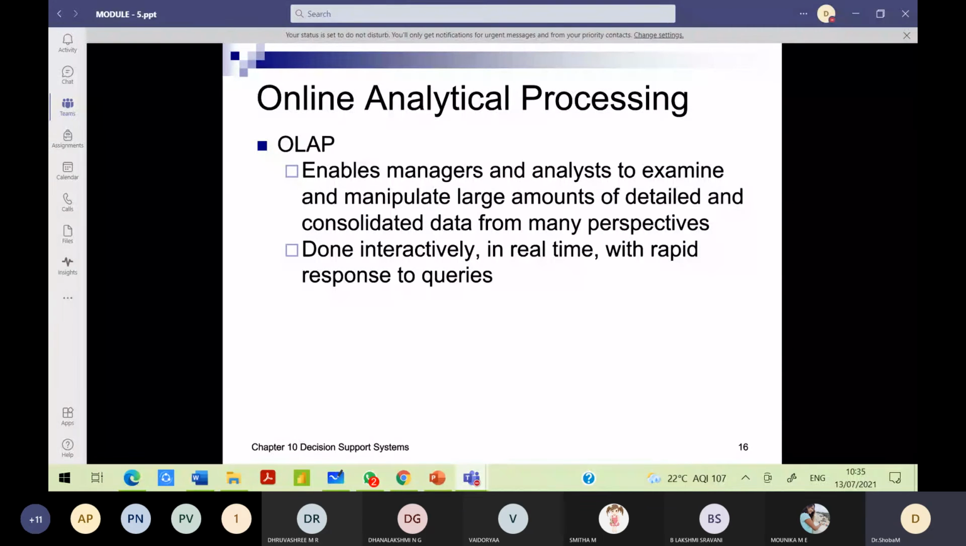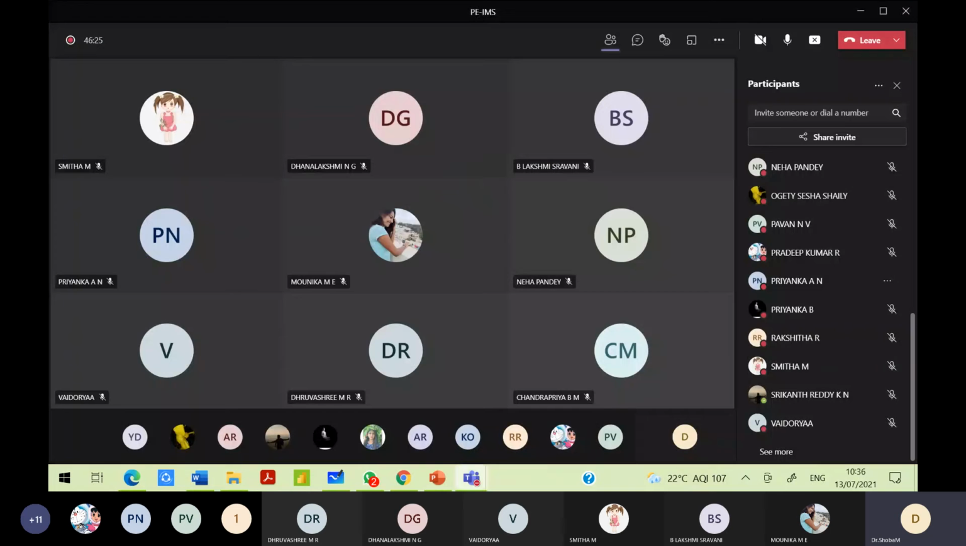And next is OLAP. This is very important, online analytical processing. So can any one of you quickly tell me what is OLAP? Online analytical processing, I know, but still, if you want to add something, if you know something about it, you can just quickly tell me. Yes, any one of you would like to try, what is online analytical processing? Priyanka B.